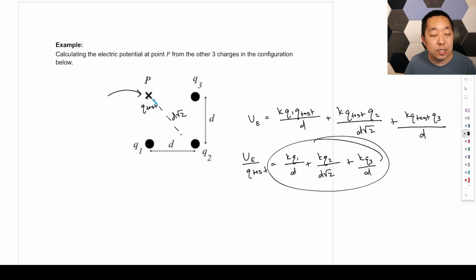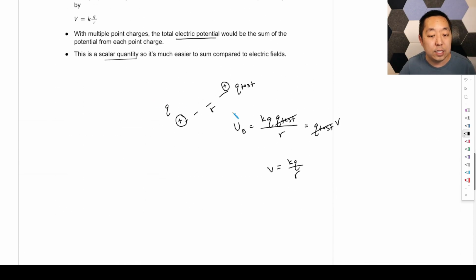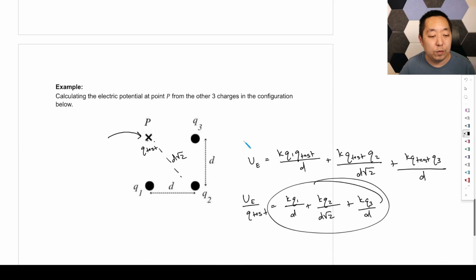And that's simply, just like we did here, kq over r, but from these charges. So at this location, this distance is d, kq1 over d. That distance there is d root 2, so it's kq2 over that. And then this charge is kq3 over this distance d.